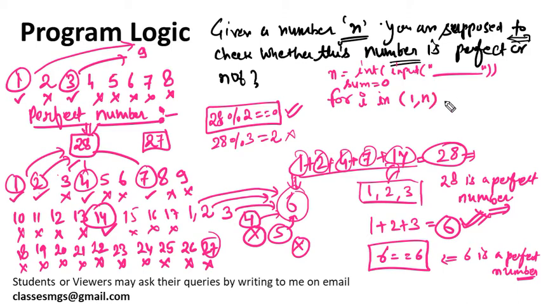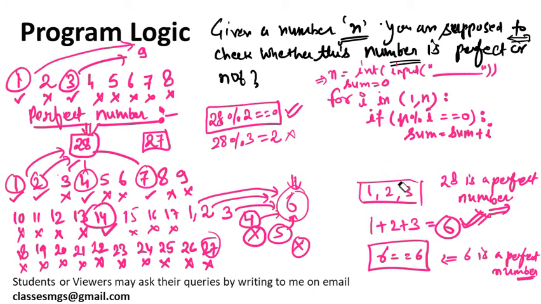So I have put n here, and then I will check if n % i equals 0. If a number is dividing this particular number completely, then its remainder will be 0. In that case, I will add this number into the sum variable, sum plus i. I will keep on adding those numbers that are completely dividing, and at the end of this for loop, I will do one check.